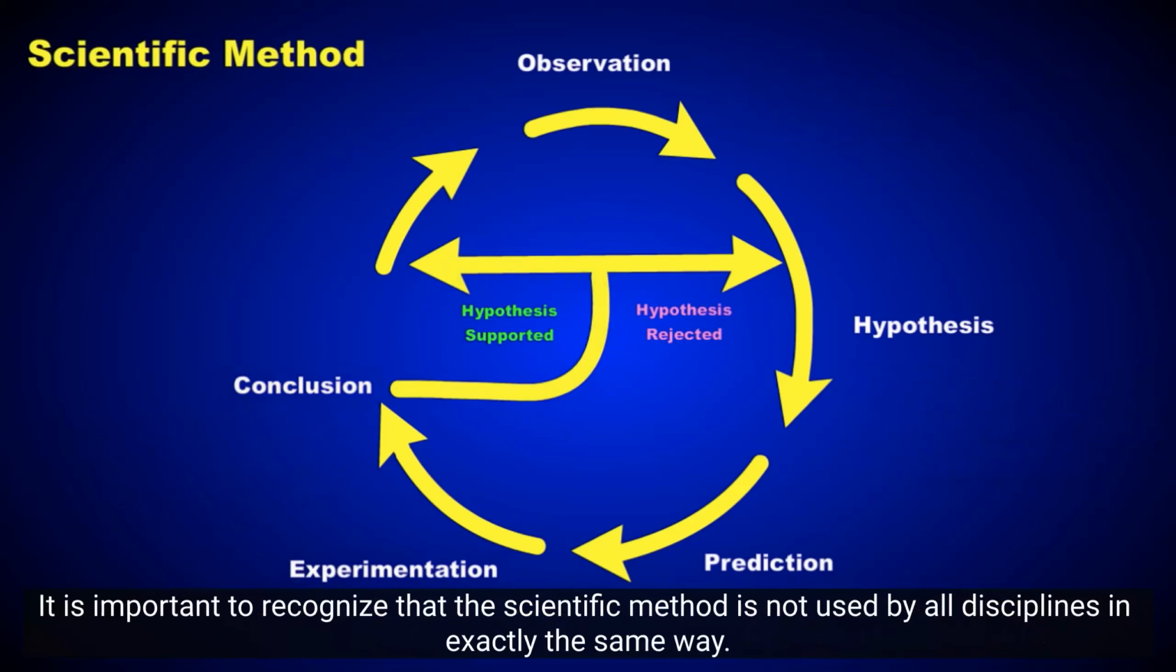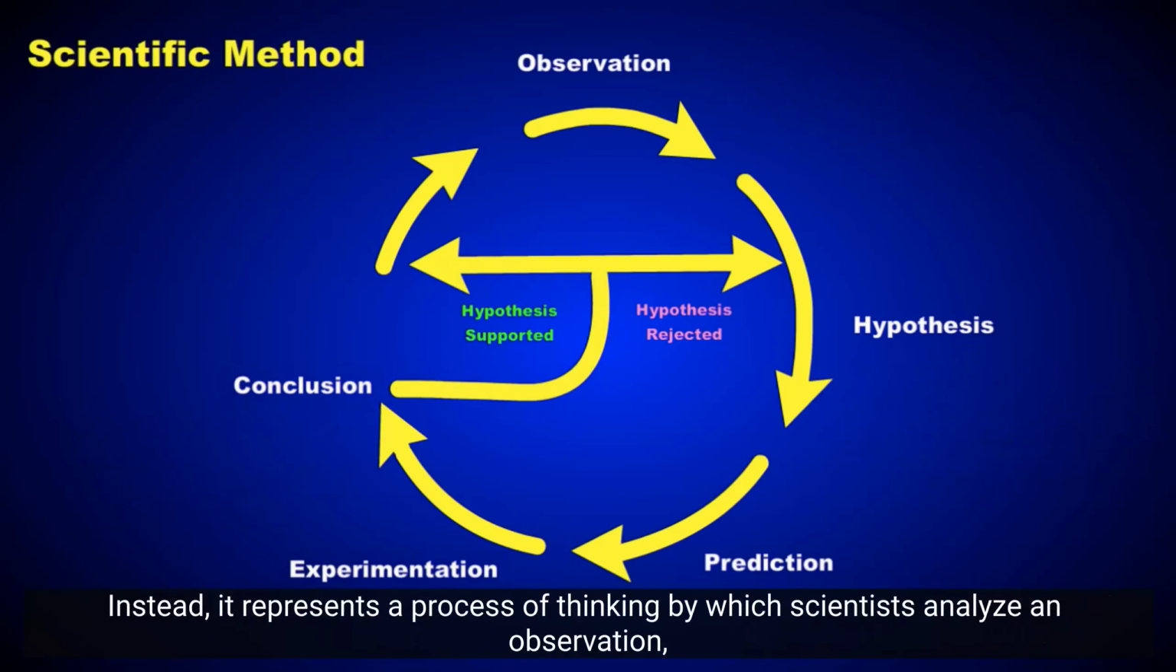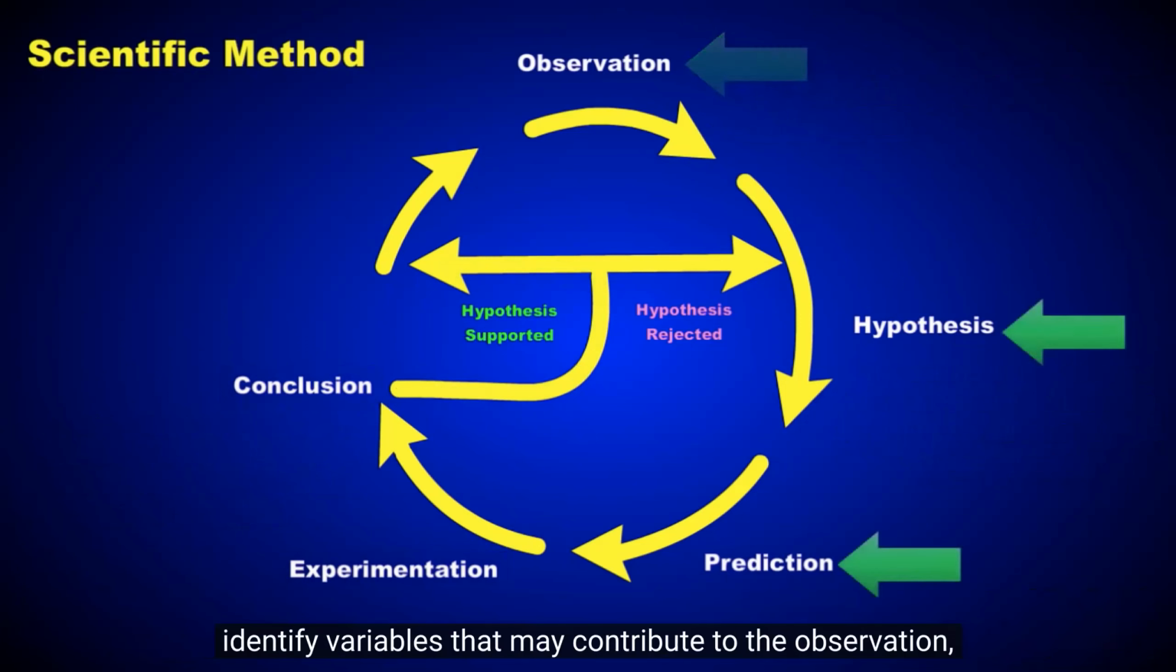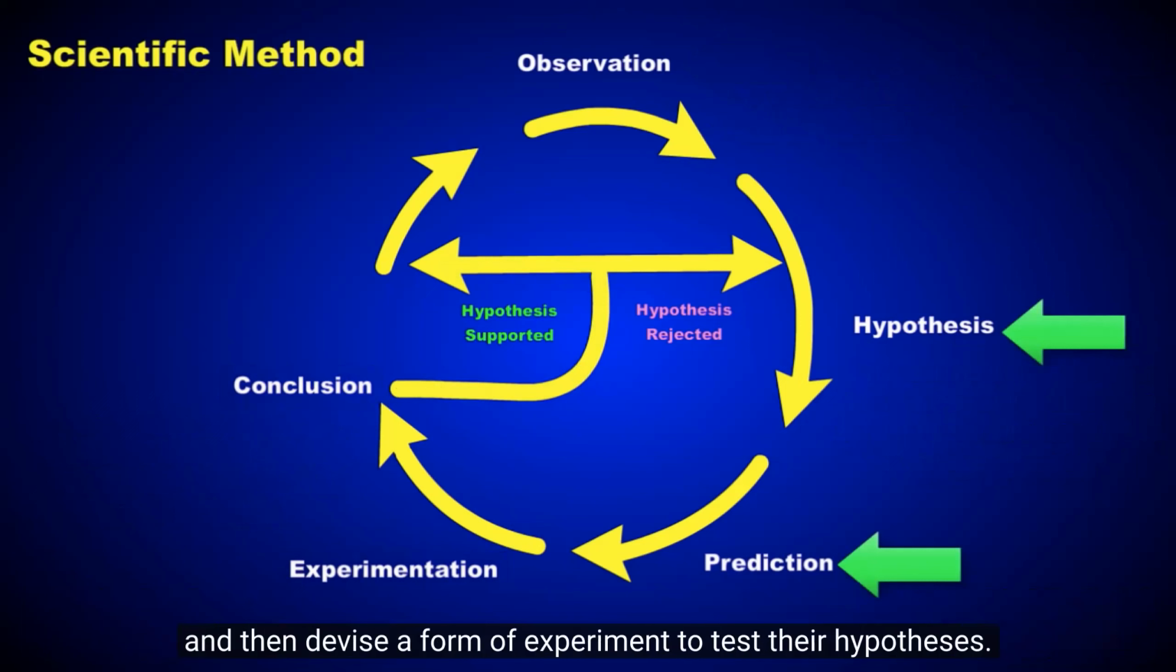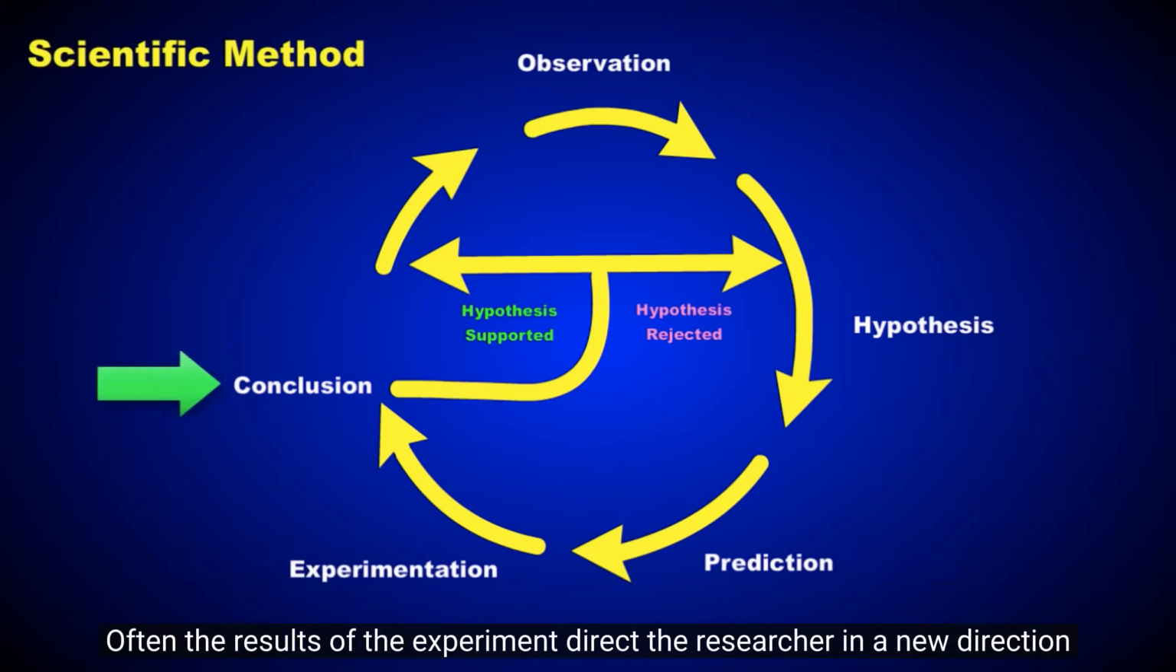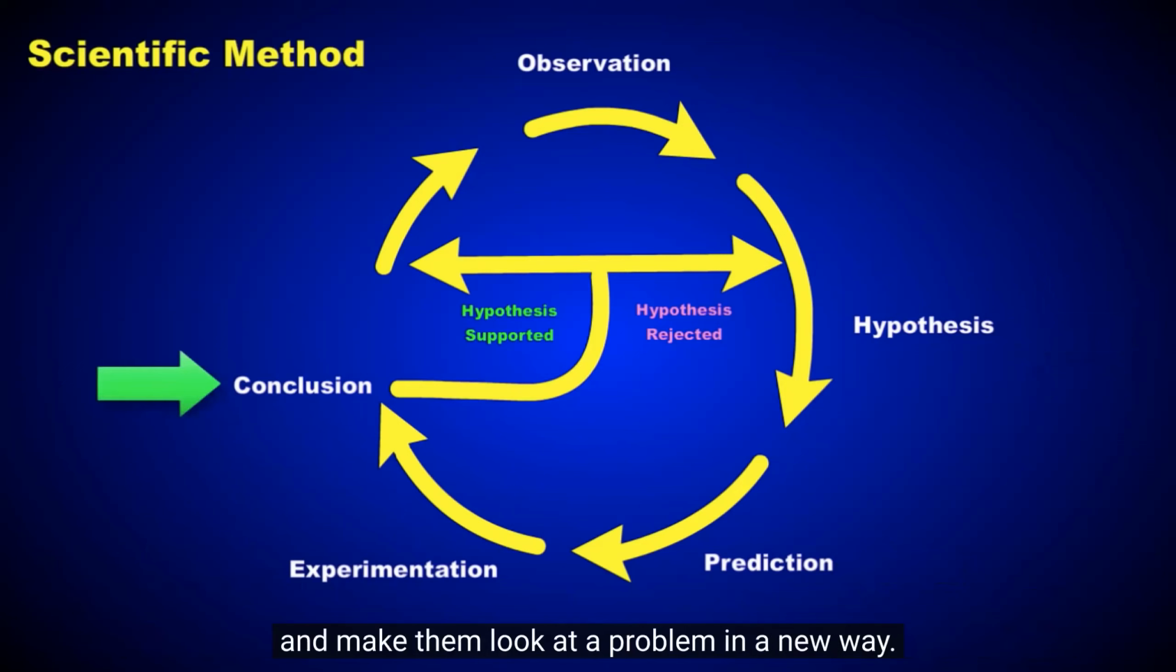It's important to recognize that the scientific method is not used by all disciplines in exactly the same way. Instead, it represents a process of thinking by which scientists analyze an observation, identify variables that may contribute to the observation, and then devise a form of experiment to test their hypotheses. Often the results of the experiment direct the researcher in a new direction, make them look at a problem in a new way.